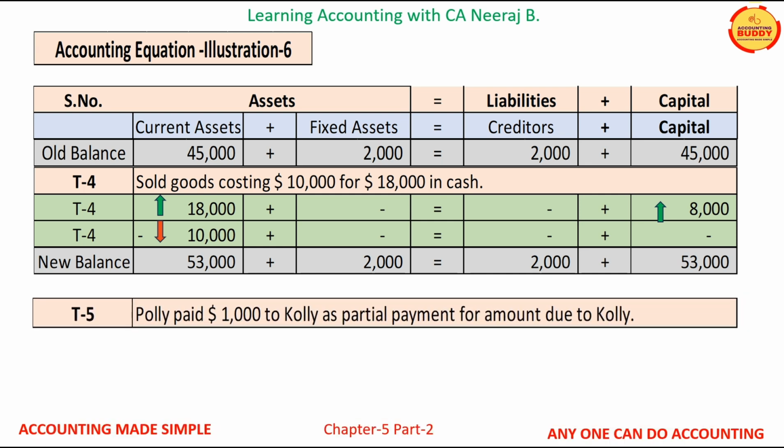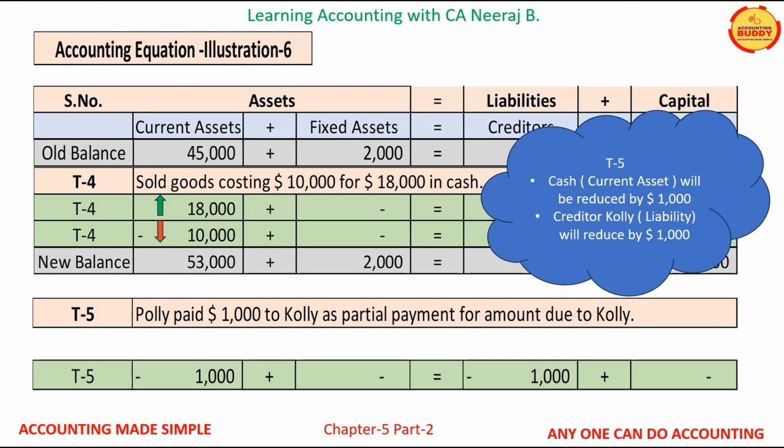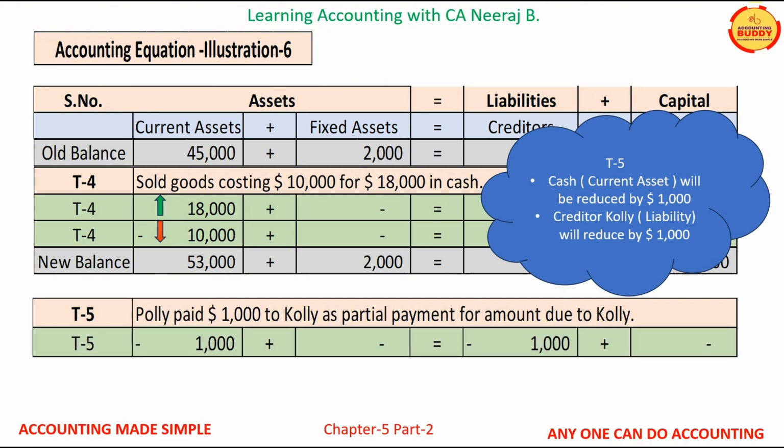Transaction T5 on your screen is Polly paid $1,000 to Kohli as partial payment for total amount due to Kohli. This transaction will affect cash, which is an asset, and the creditors, which are the liabilities. Cash, which is an asset, will be reduced by $1,000 and the creditors, which are the liabilities, will also reduce by $1,000.